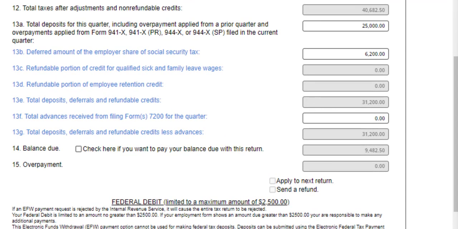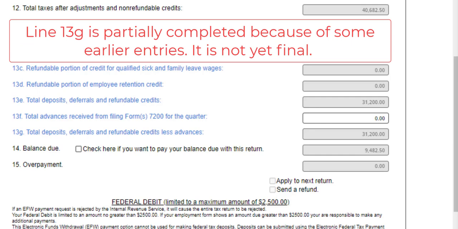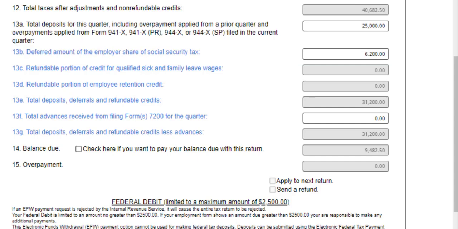New line 13G reports the total deposits, deferrals, and refundable credits less advances. The amount is calculated by subtracting 13F from 13E, and like other lines, it can't be determined just yet. Line 14, balance due. This amount is calculated.